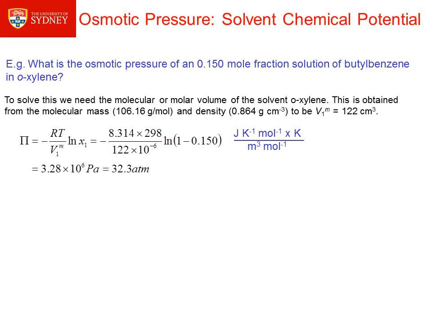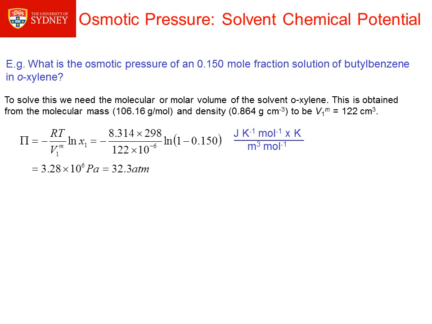Substitute that into our osmotic pressure expression, converting from cubic centimetres to SI units of cubic metres, using the gas constant and normal temperature, 298 Kelvin or 25 degrees C. We calculate the osmotic pressure to be 3.28 times 10 to the 6 pascals. That is 32.3 atmospheres. Osmotic pressures are typically very, very high pressures.